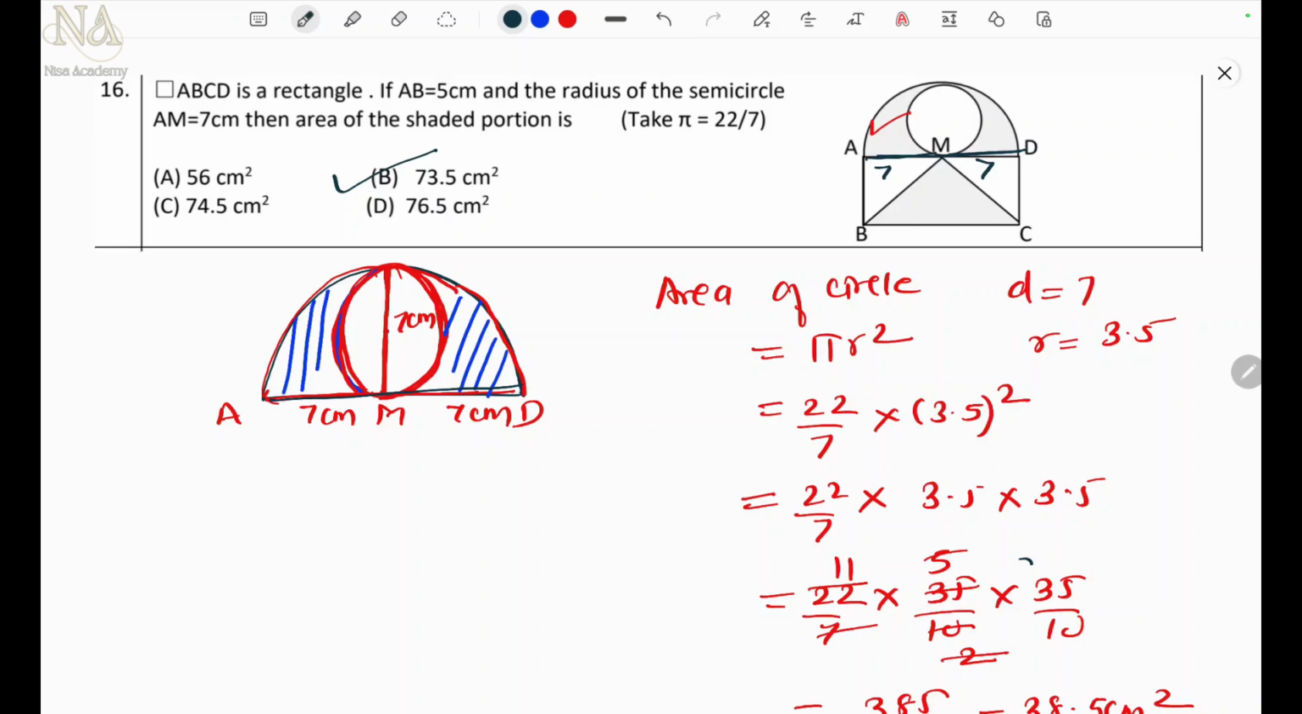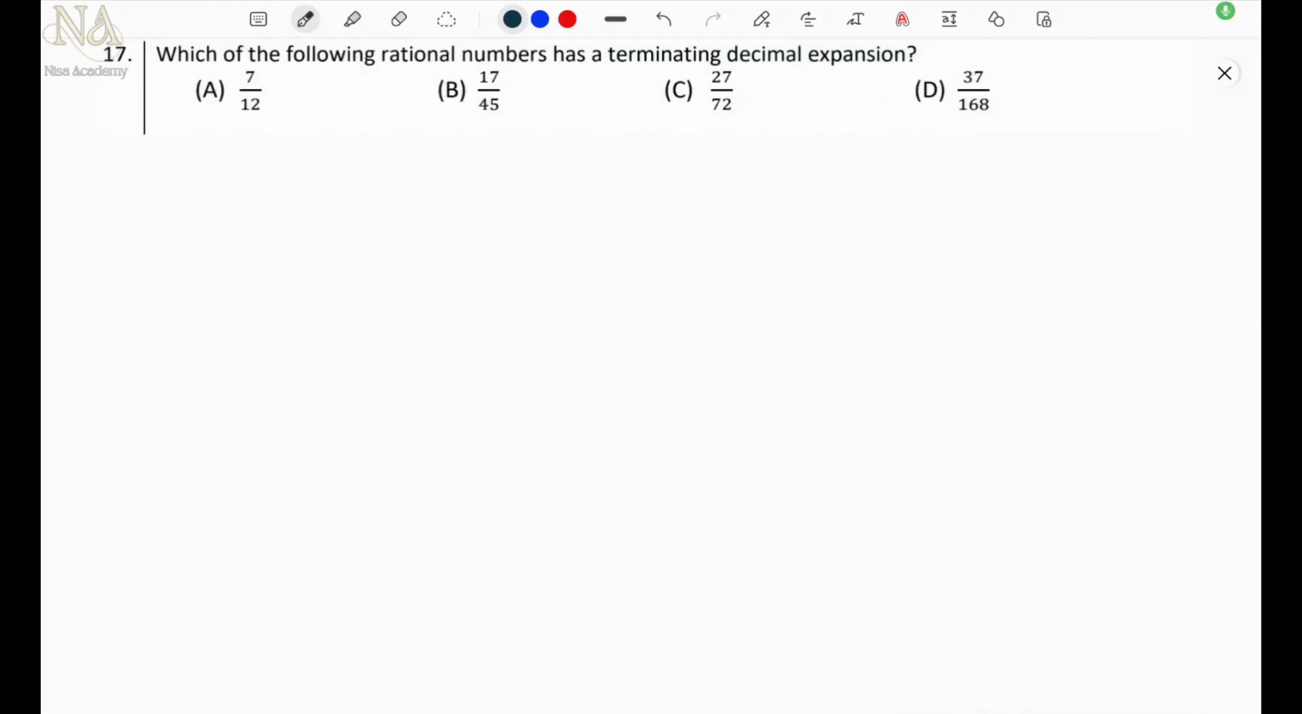Yes, understood? Okay. 17th problem, which of the following rational numbers has a terminating decimal expansion? In 9th standard we used to actually do the division and check whether the number has a terminating or non-terminating expansion, but now you don't have to do that.